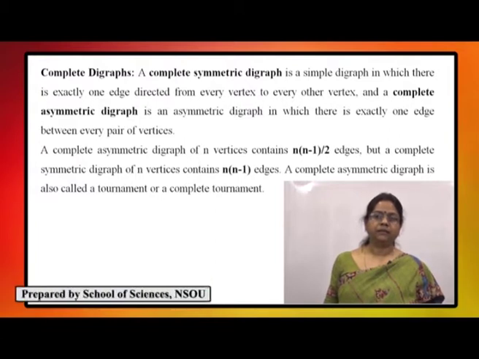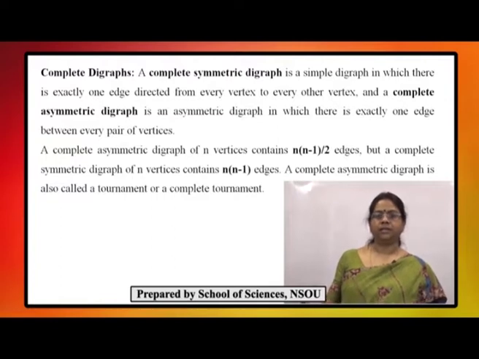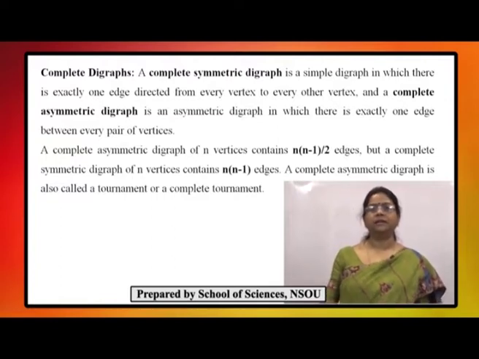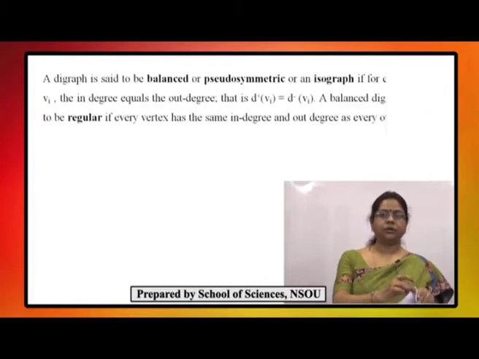In this way, between every pair of teams, there is a game played and one team wins. So, that tournament can be represented by this complete asymmetric digraph. So, this is called a tournament.